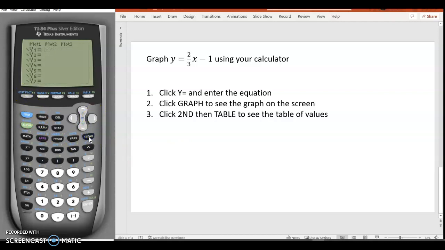And then when we enter 2/3, you actually have to type it in as 2 divided by 3 because it doesn't really tell you how to enter a fraction. So you do 2 divided by 3. And then you type x, and then you say minus 1. And then when you click graph, it'll show you the graph of your line. When you click second table, once again, it gives you your table of values.